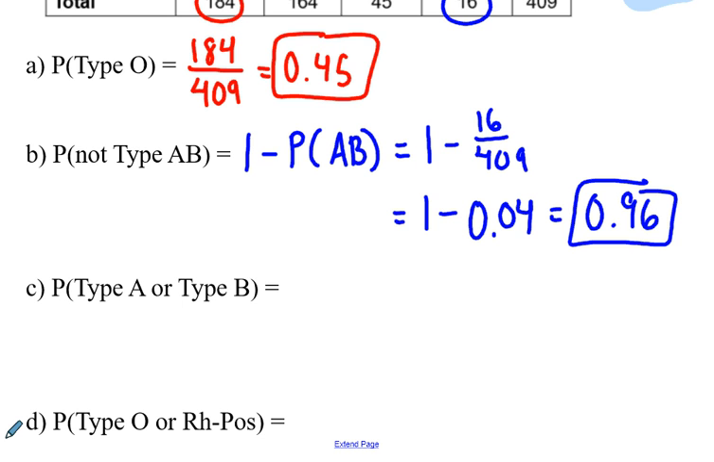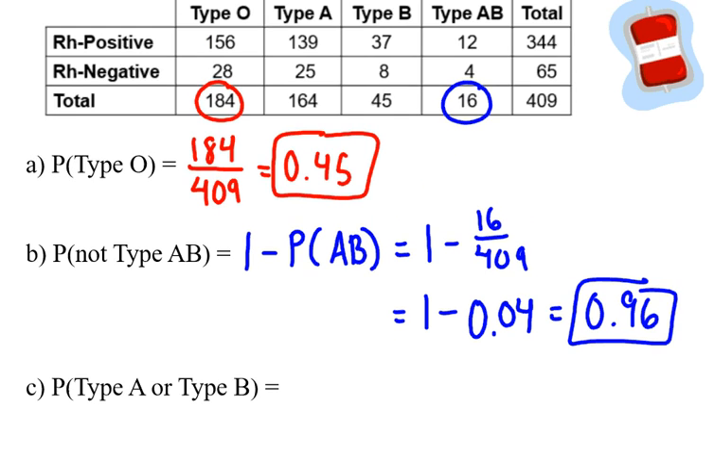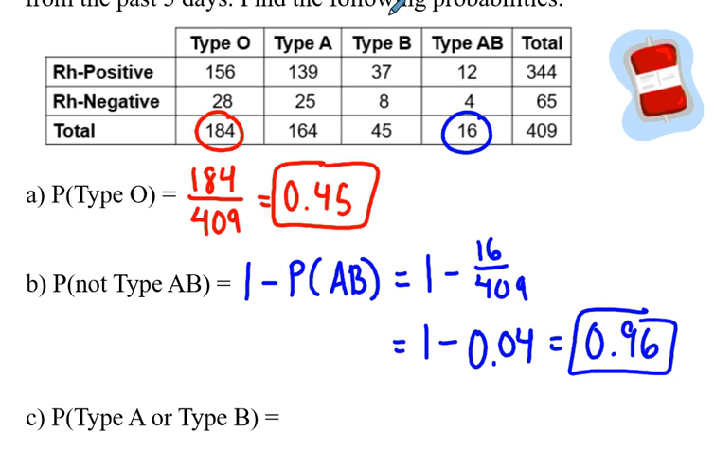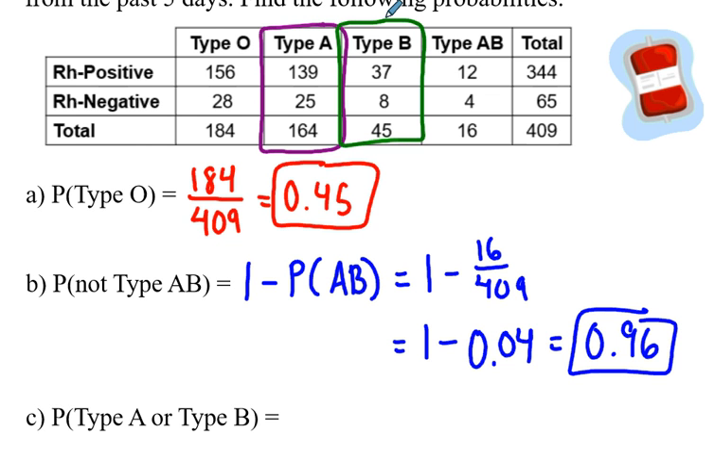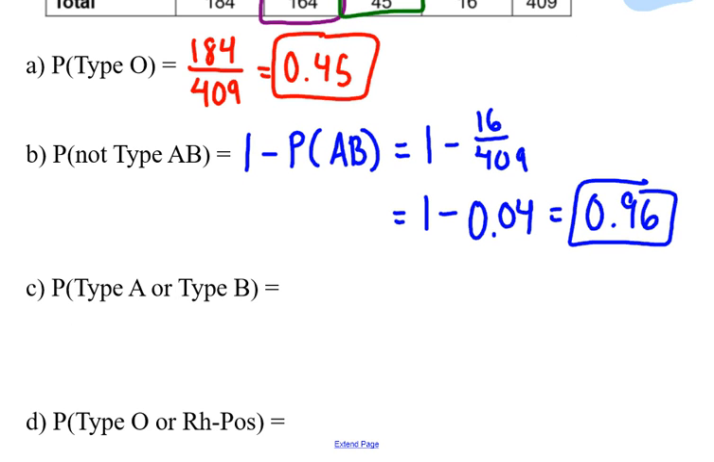Type A blood or type B blood. So I need to look here. Type A blood and type B blood, there is no overlap between those. If I used colors, let's go back and erase these ones that I've circled. Type A blood is right here. Type B blood is right here. There is no overlap between those. Those two events are mutually exclusive, so I don't need to calculate any intersection.